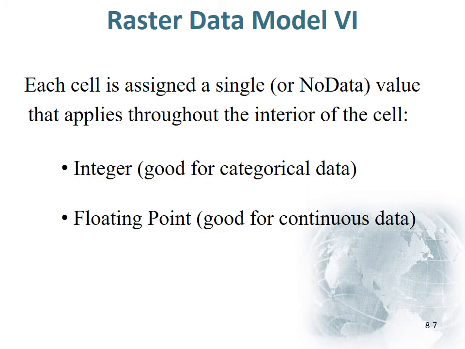So each cell in the raster contains usually a single value or no data that applies throughout the interior of the cell, and these are typically going to be one of two things. Integer data is really good for categorical information, nominal information, that you can apply just a single number to. Floating point is better for continuous surface data.